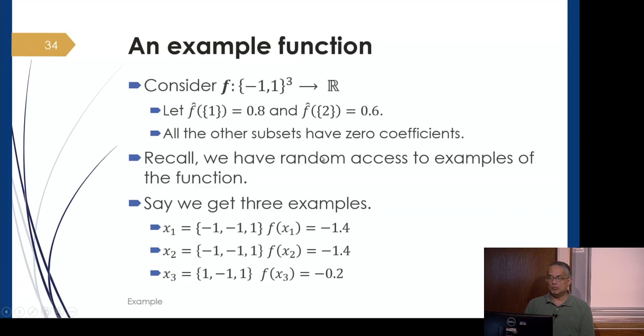We also have random access in the sense of being able to generate examples randomly through this oracle. So our oracle in our case gave us these 3 examples with the particular evaluations you see for f to be minus 1.4, minus 1.4, and minus 0.2, let's say. So this is in this example. We have 3 inputs that our oracle gave us, in this case out of a possible 8. And we also know that the Fourier coefficients of this are 0 everywhere except for sets 1 and 2.